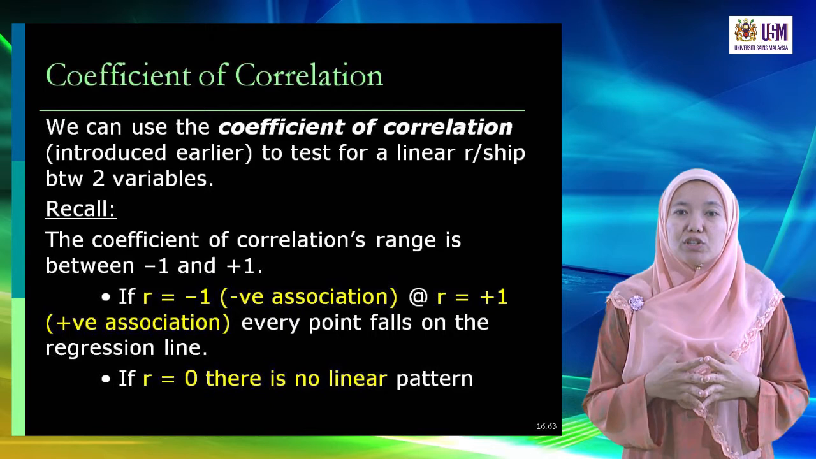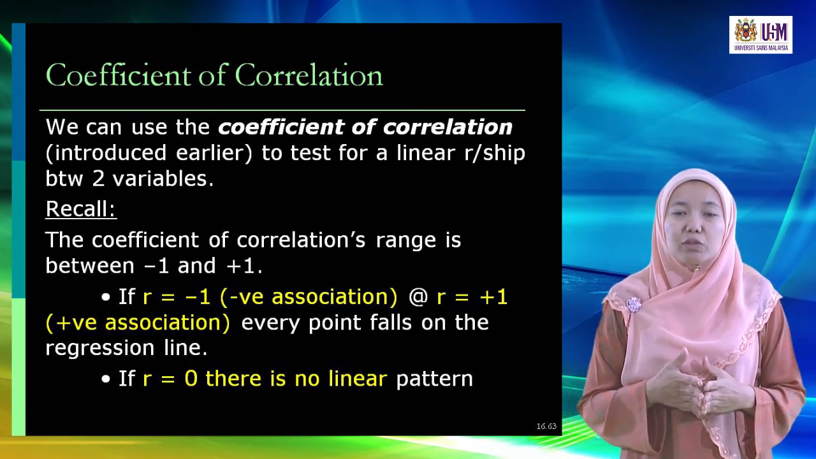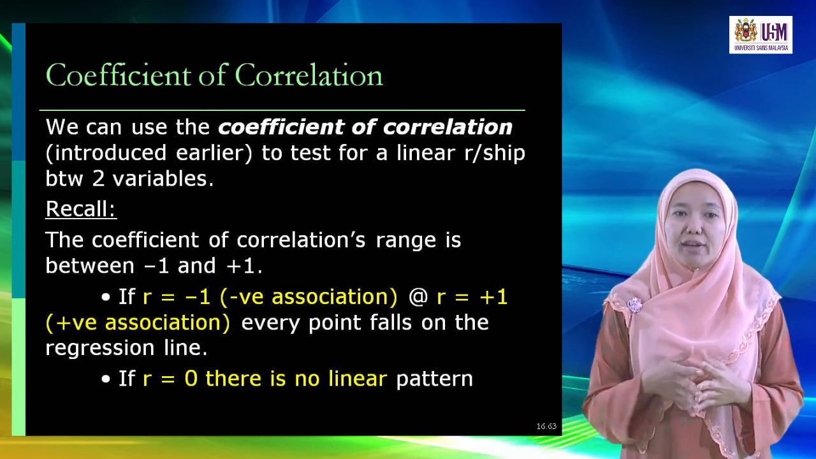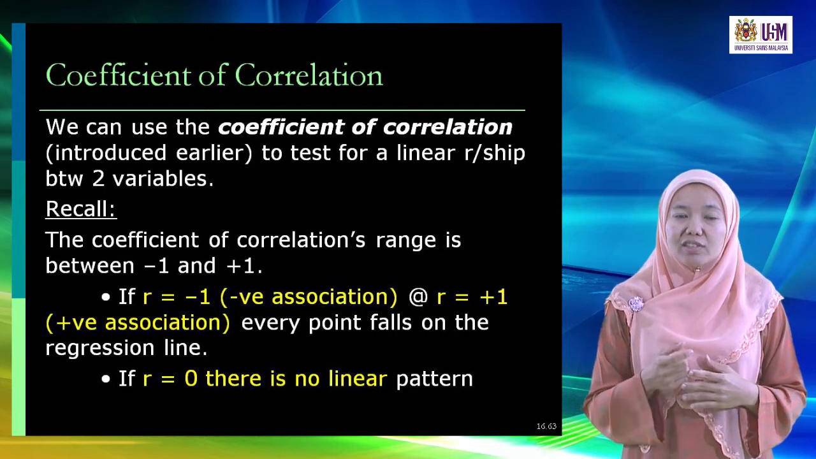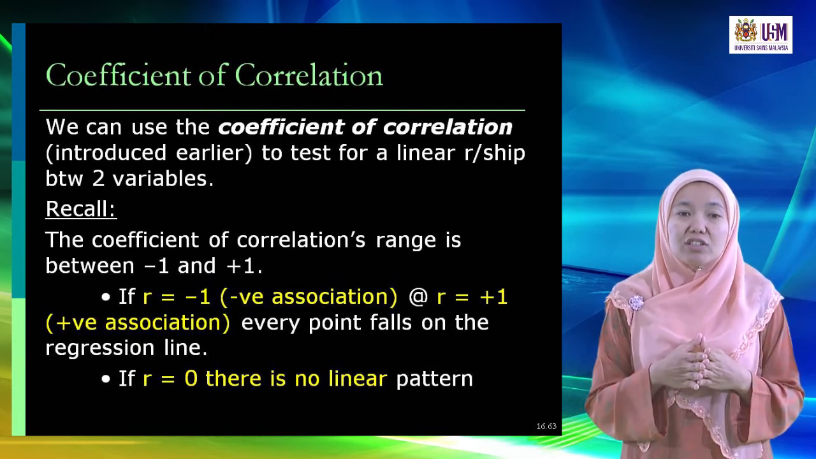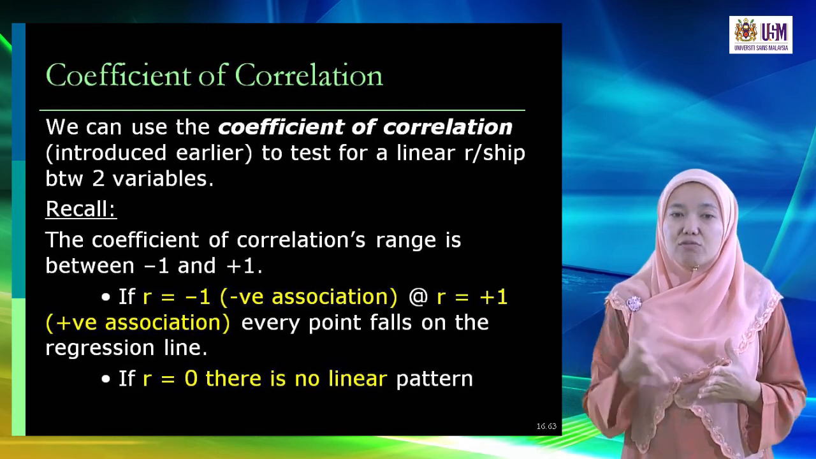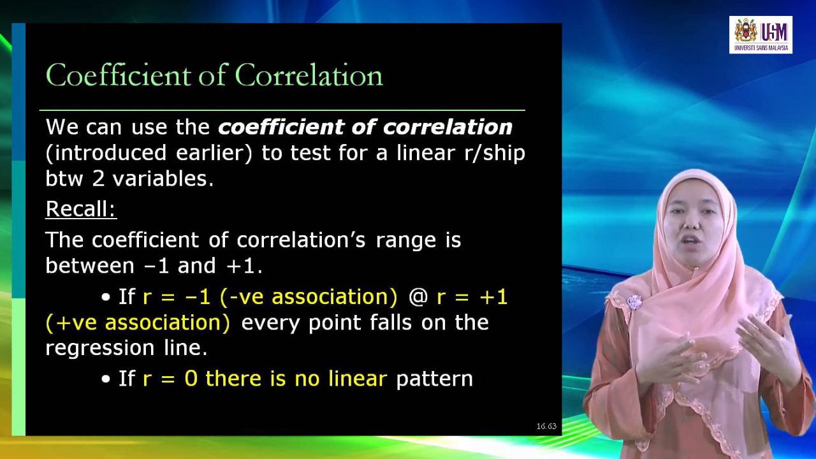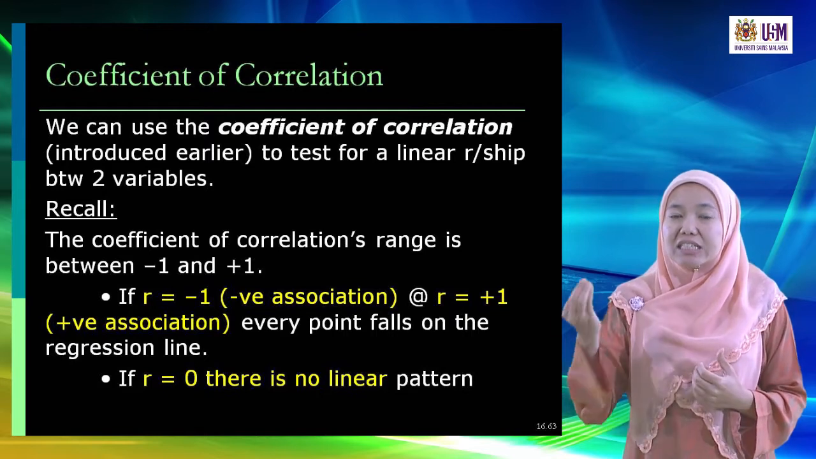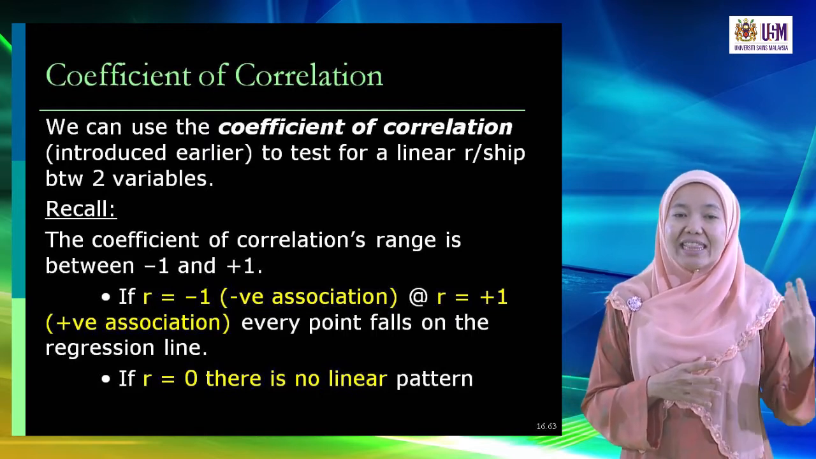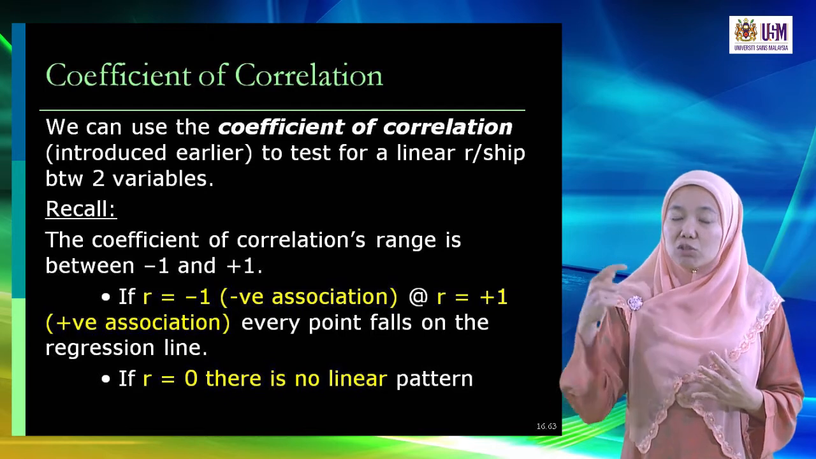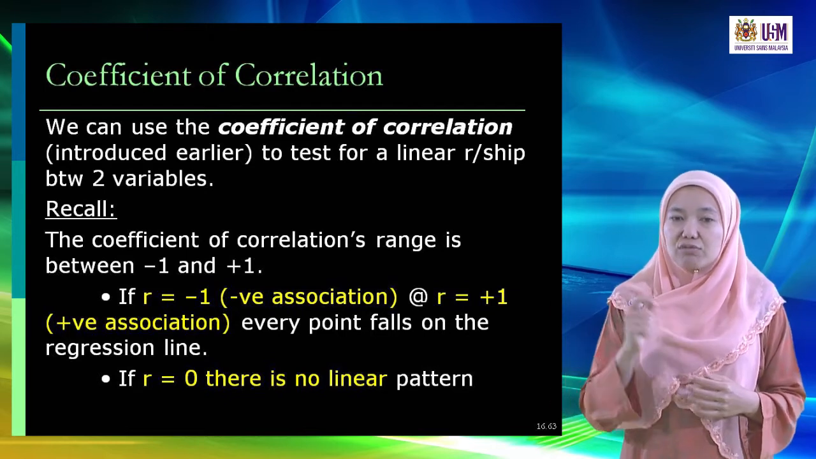We can use the coefficient of correlation, which was introduced earlier, to test for a linear relationship between two variables. Let's recall that the coefficient of correlation is always between negative 1 and positive 1. You cannot have a value greater than 1 or less than negative 1. Something is wrong with your calculation if you got such data.